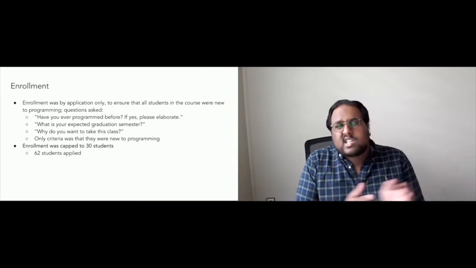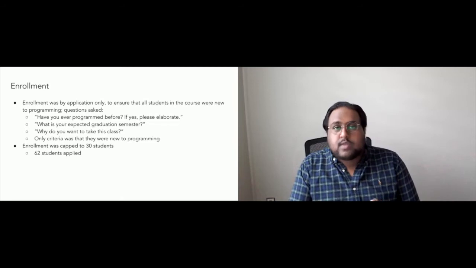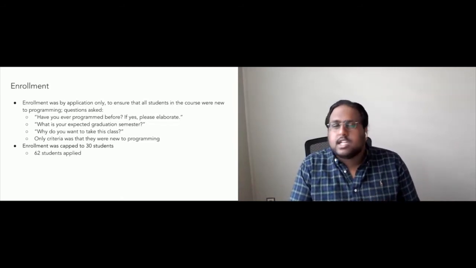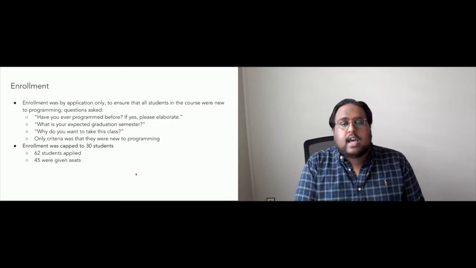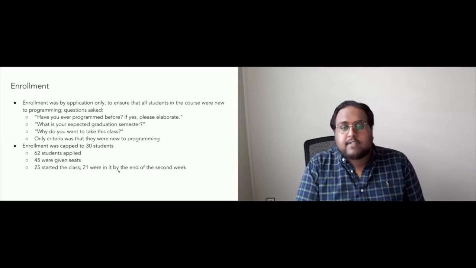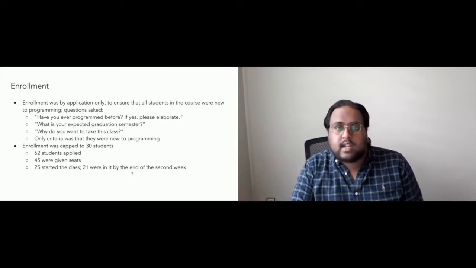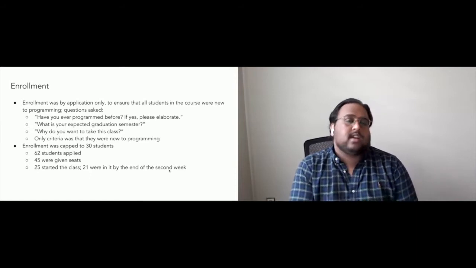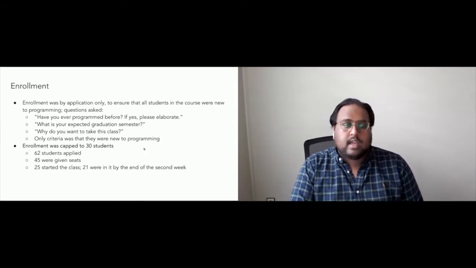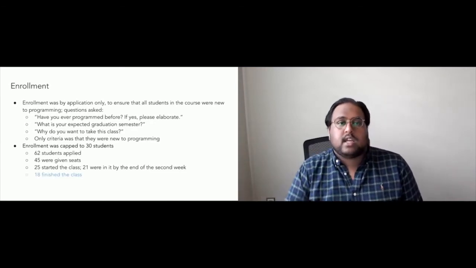Now, we started marketing the course relatively late into the enrollment cycle for various reasons. We kind of started, I believe, in early December, and students start enrolling late October. So we had 62 students apply. 45 were given seats, and of those students, 25 started the class. Various students dropped or said, I'm going to take Data 8 or whatever, and 21 were in it by the end of the second week after figuring out they're not interested in this, or they have a scheduling conflict, and so on and so forth. And 18 students ended up finishing the class. So you'll see a lot of numbers that are out of 18 moving forward.